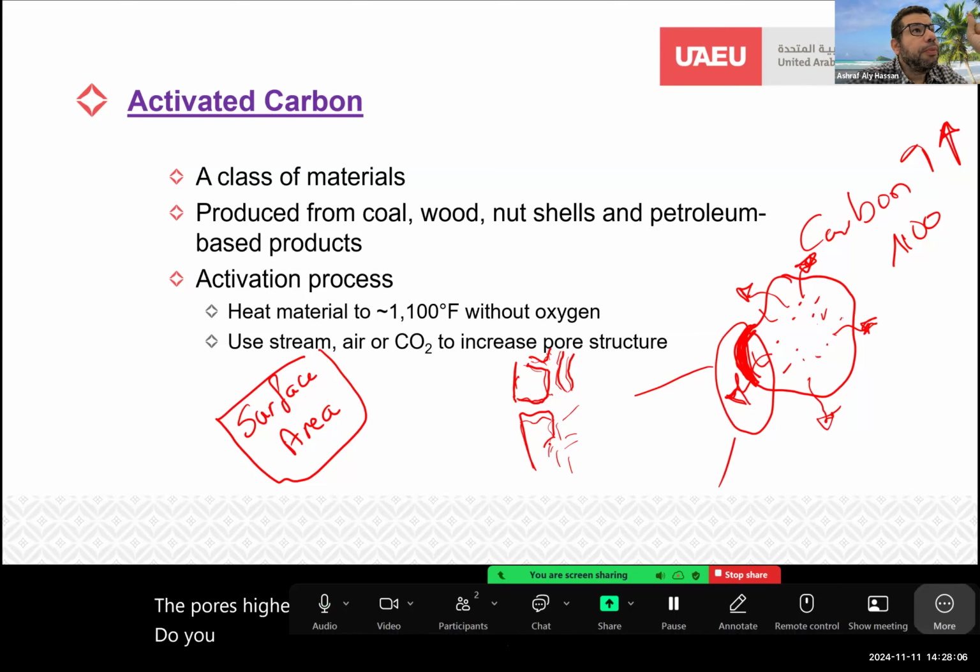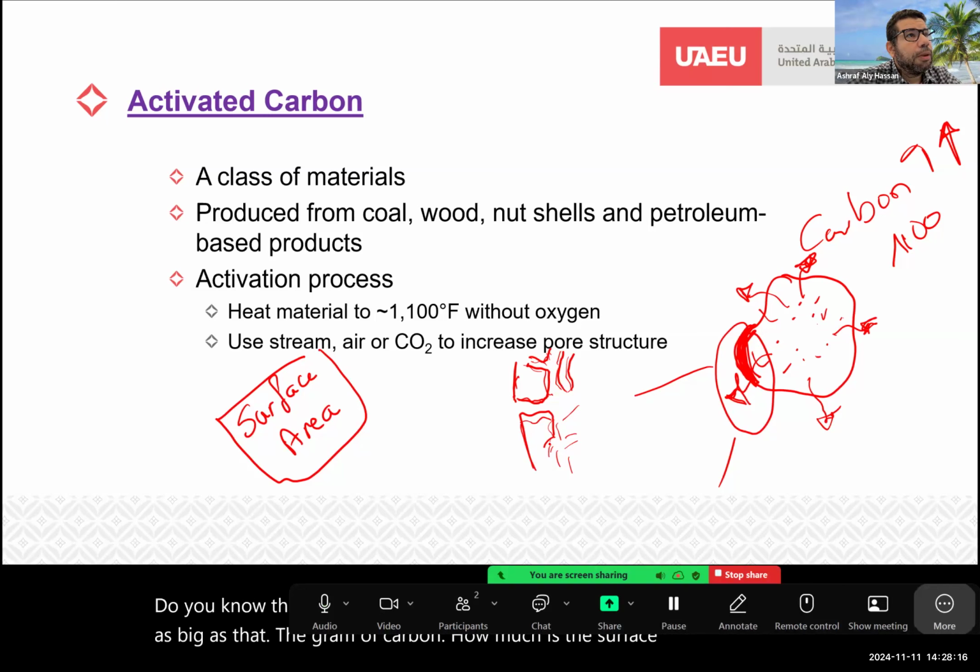Do you know the gram of this carbon? A gram, like it's something that's probably as big as that. The gram of carbon, how much is the surface area? In any unit, can you think of what's the surface area? What are the units? The units of area, like millimeter square, centimeter square, meter square. What are the units? Millimeter square?